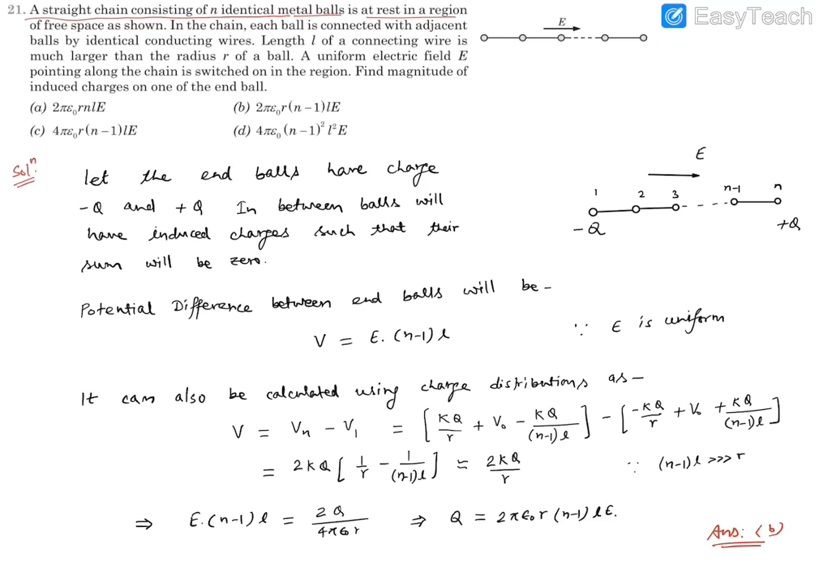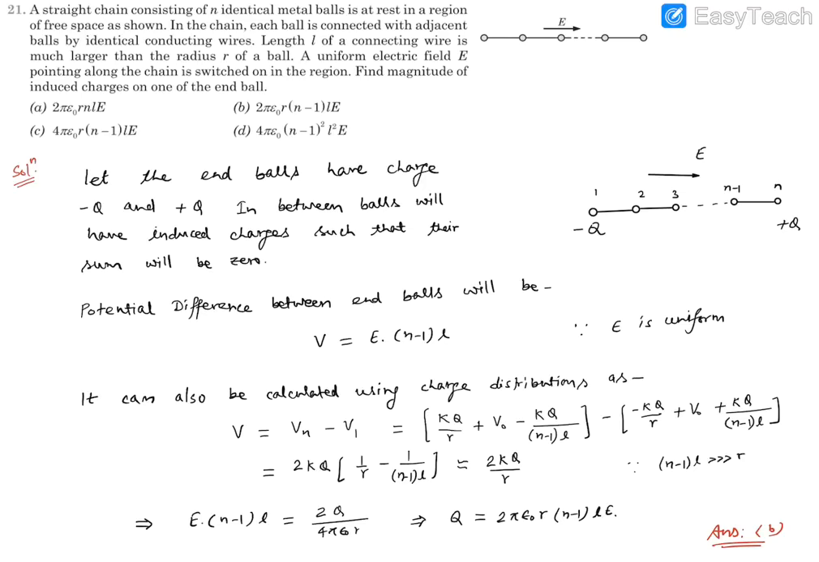So at the ends there are going to be two balls. One is going to be on the leftmost and the other at the rightmost. We need to find how much charge is going to be induced on these balls if n balls are arranged like this and the uniform field is switched on like this. Moreover, these balls are connected by a conducting wire of length L. So these are the options. We need to choose the right one.